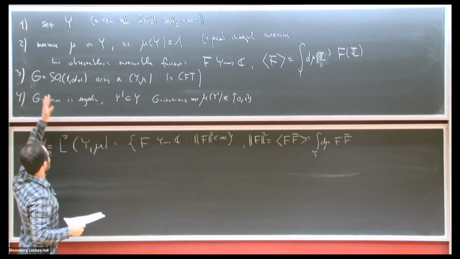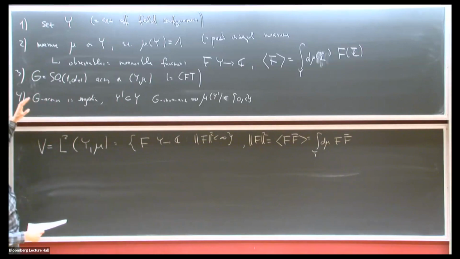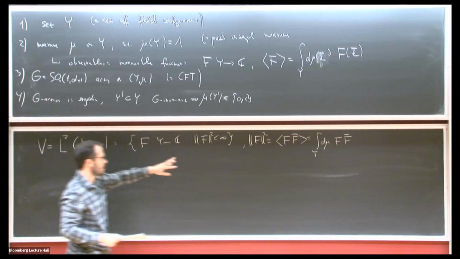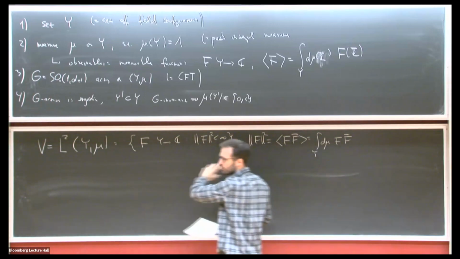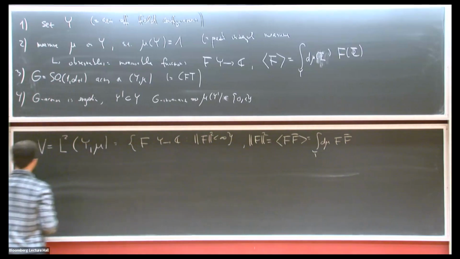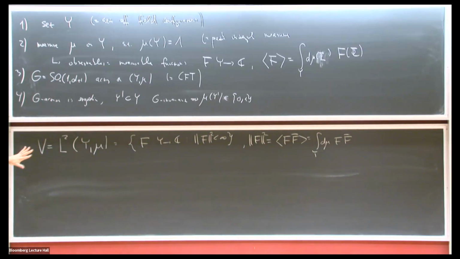And because of property 3, V is a unitary representation of G. So G acts on the measure by the transformation, so it preserves this norm, and therefore V is a unitary representation of G. But this is not the physical Lorentzian Hilbert space of the theory, it's some different Hilbert space, which is not a unitary representation of the Lorentzian conformal group, but of the Euclidean conformal group.